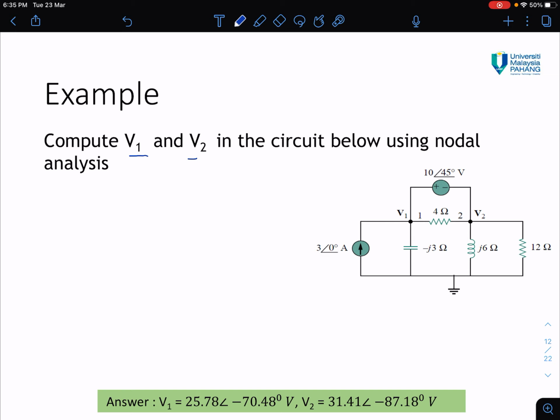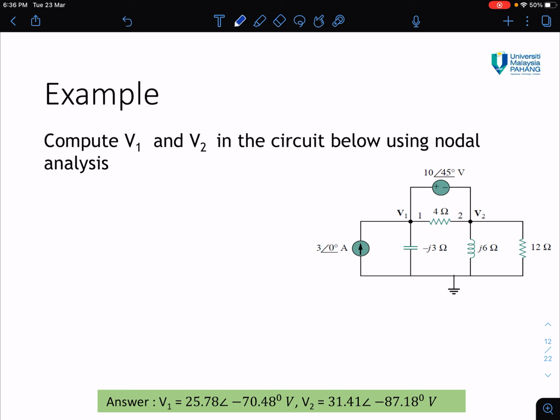So this circuit is already in the phasor domain. You can see here the capacitor is already in impedance, and the inductor is also already in impedance. And good news for you, the node voltages V1 and V2 are already assigned for you, plus the ground here. So now our job is to implement nodal analysis in this figure.